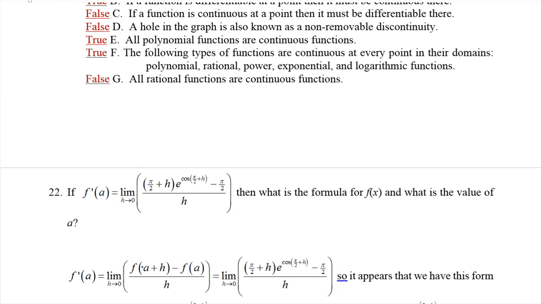Well, remember the derivative f prime at a is defined to be the limit as h goes to 0 of f of a plus h minus f of a over h. And so we need to look at this that way. If you look, the a plus h looks like it's the pi over 2 plus h. So it looks like a maybe is pi over 2, and the part over here is f of a plus h, and the a looks like maybe it's pi over 2.